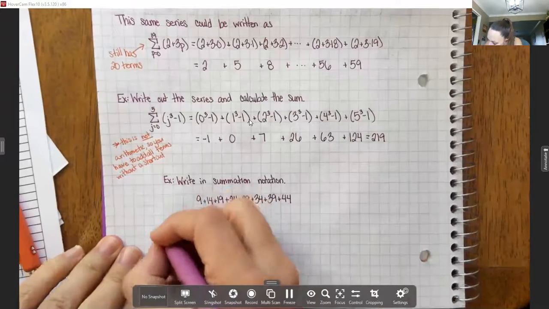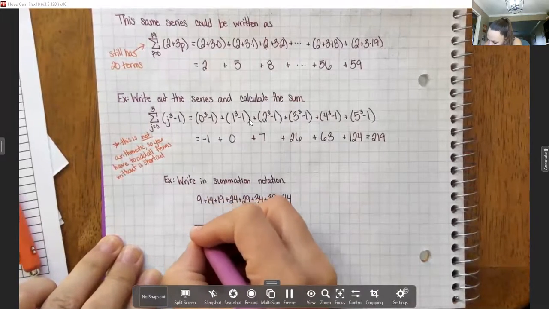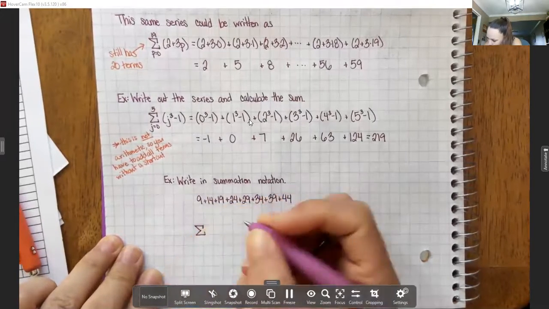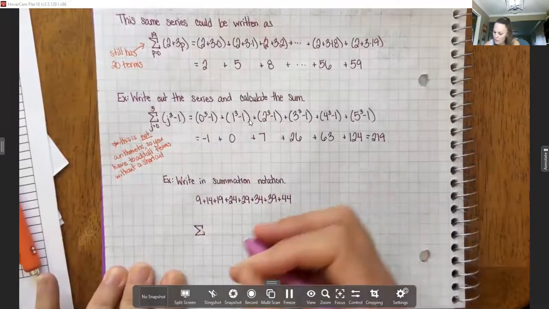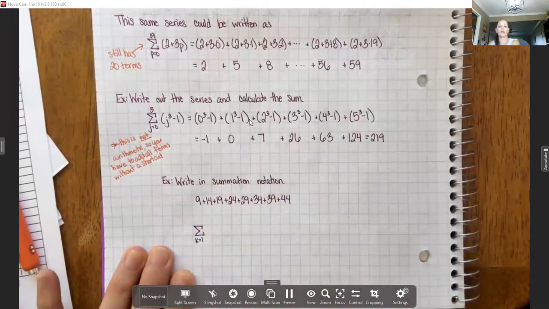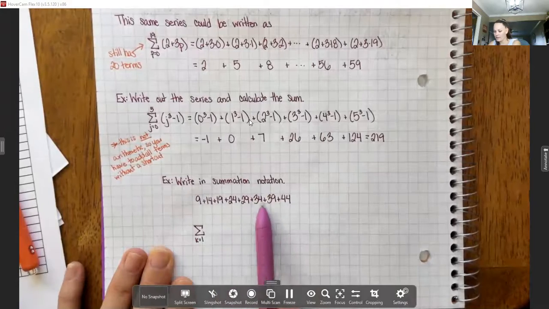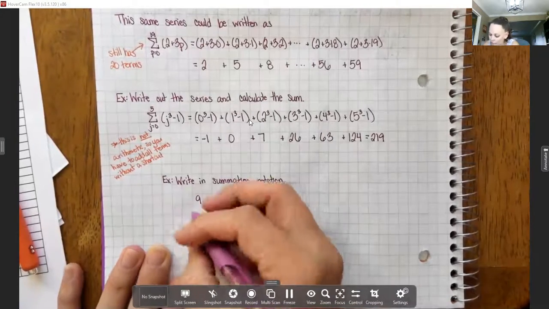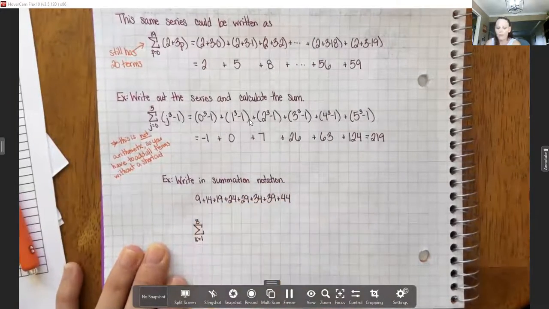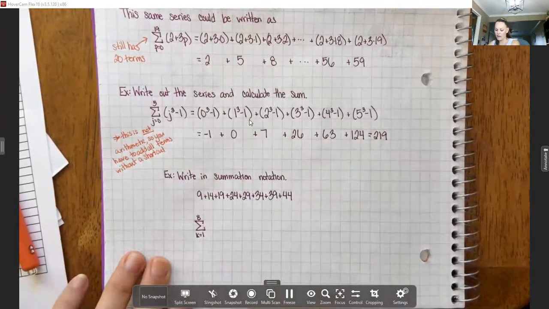All right, so let's see. I'm going to start it at 1. I personally think it's a little bit easier. And then, so 1, 2, 3, 4, 5, 6, 7, 8. There are 8 terms here. So our index, I chose K, starts at 1 and it goes to 8.